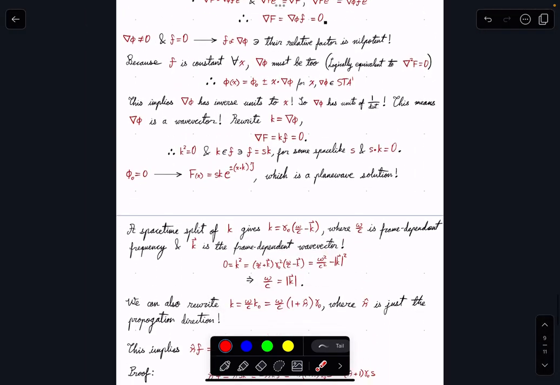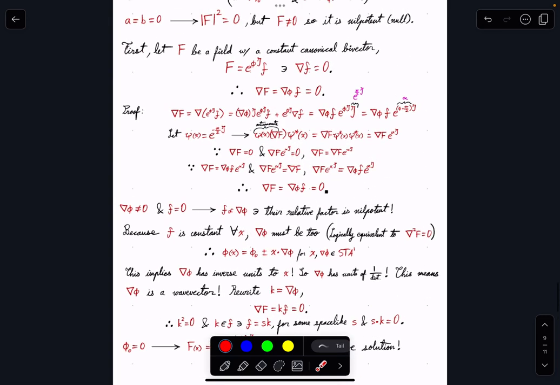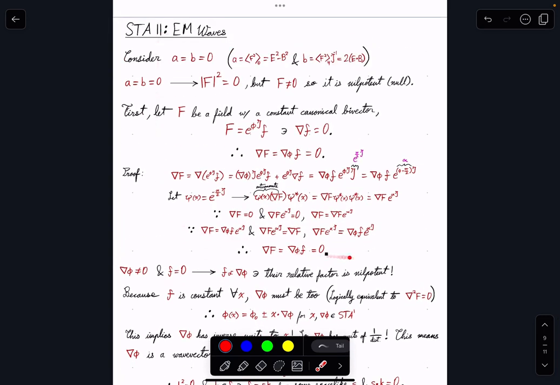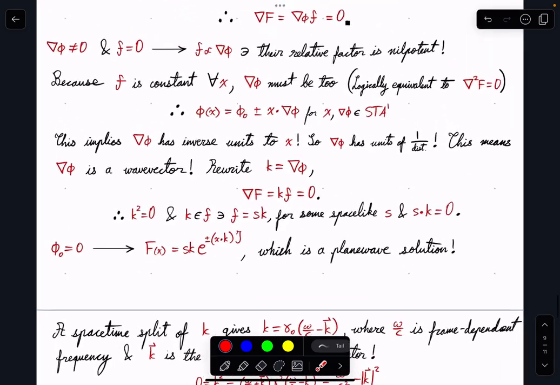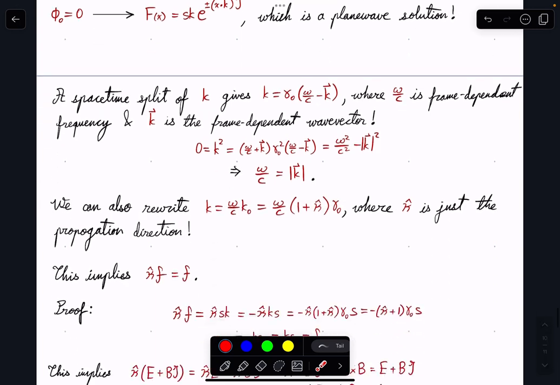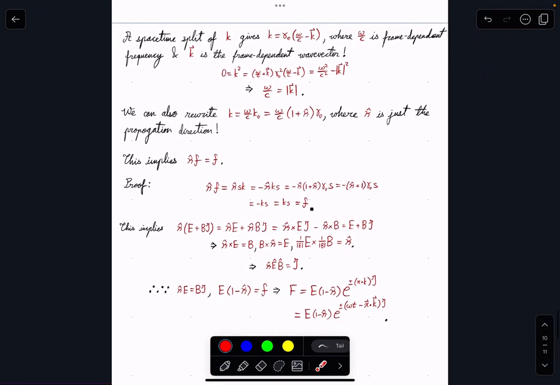But here, let's go back up. So I already showed this section, but then let's look at this. And like that.